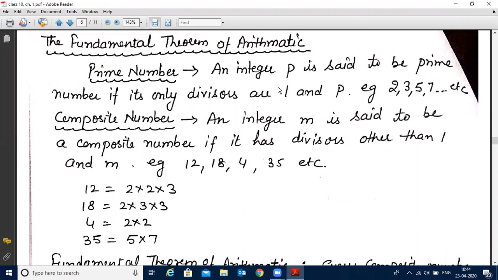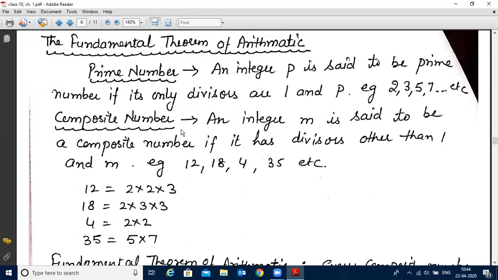So let us revise prime numbers. What are the prime numbers? An integer p is said to be a prime number if its only divisors are 1 and p. That means if a number is divisible only by 1 and itself, that type of number is known as a prime number. For example, 2, 3, 5 and 7, and so on. The smallest even prime number is 2, and no other even prime number is there.